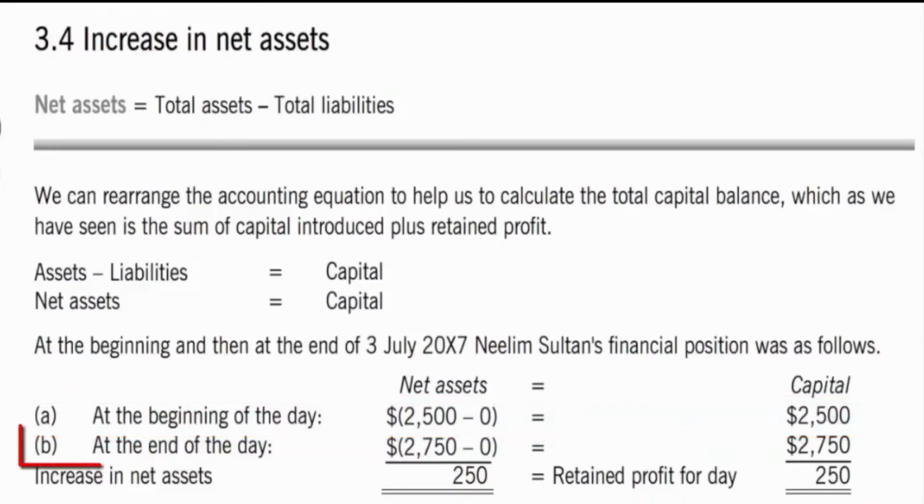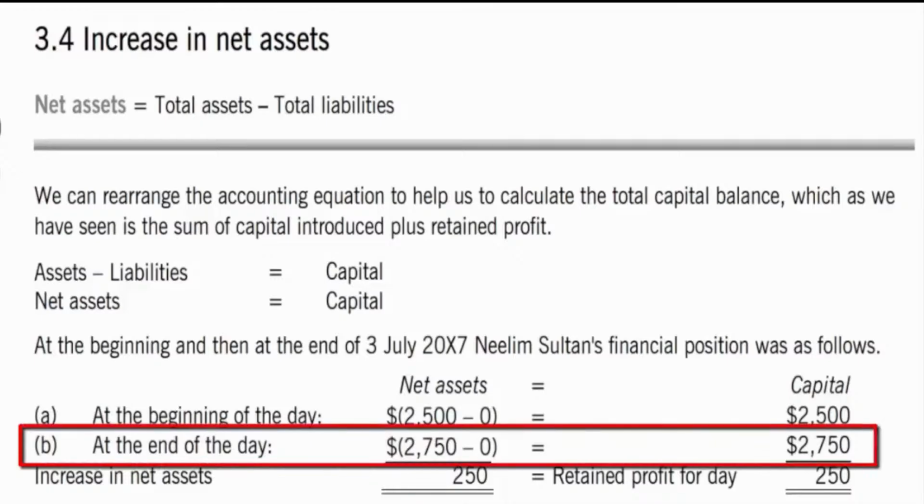Step 2. Net assets at the end of the day. Now, let's jump to the end of the day on July 3rd. By this point, Neelam's net assets have increased to $2,750. This is the new value of her business at the end of the day, and it's higher than it was in the morning. So what's happened here? This increase means that Neelam's business has earned some profit over the course of the day.